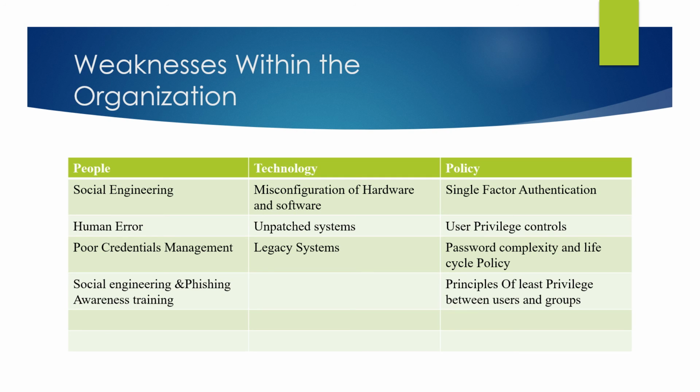Some of the weaknesses within organizations, we're gonna do people. So some factors that are people related would be social engineering, human error, and poor credentials. Technology would be misconfiguration of hardware or software, unpatched systems, or legacy systems. Some of the policy would be single factor authentication, user privilege controls, and then password complexity and cycle policies.